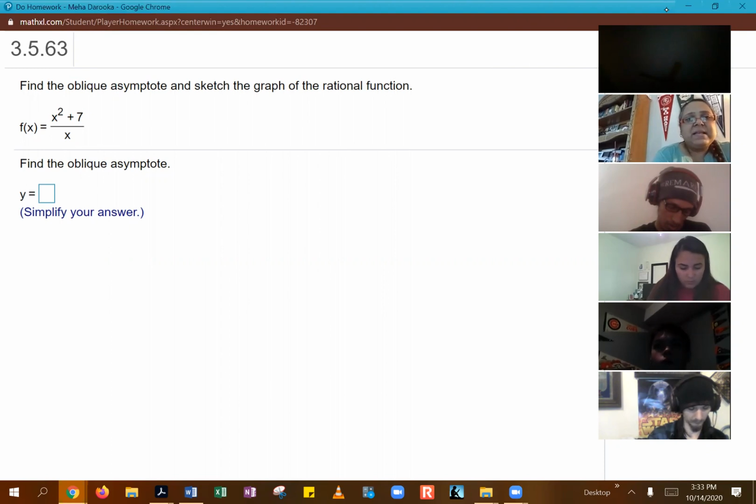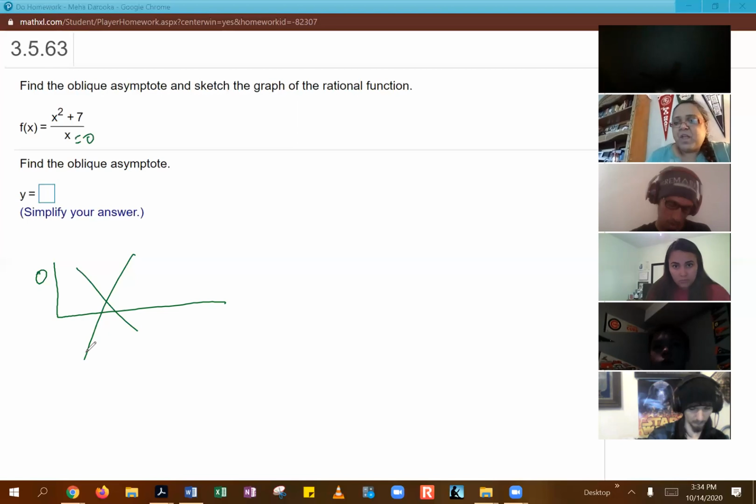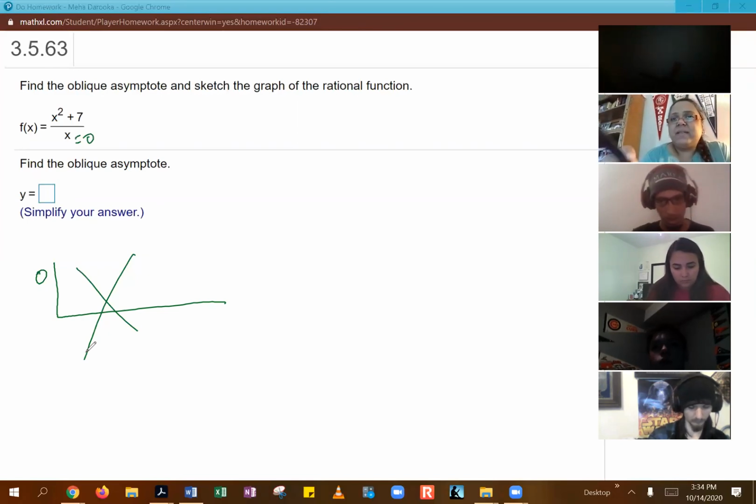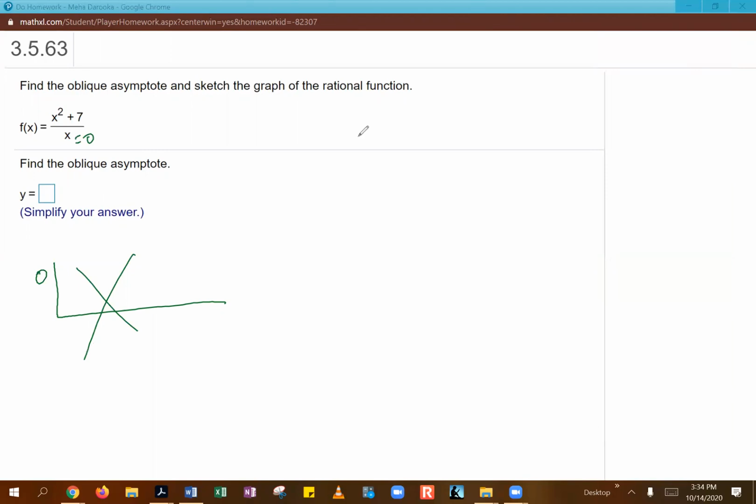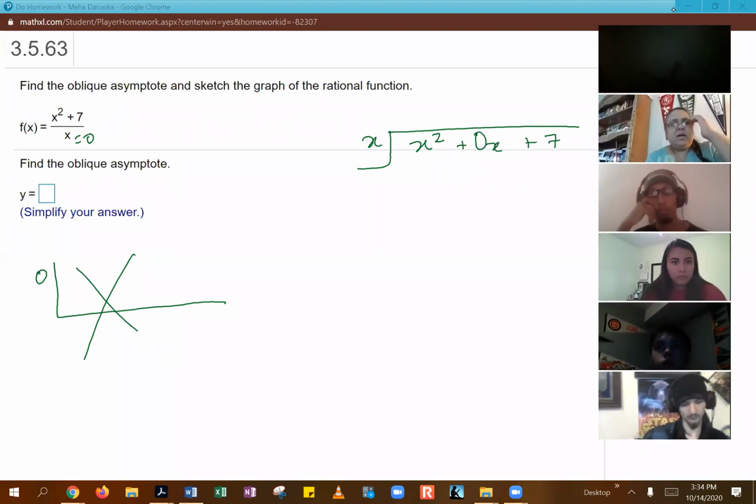So when I set this equal to 0, that means if you were going to use synthetic division, you would have to divide by 0. And that's the reason why, for this example, I do not recommend using synthetic division. This is actually not that hard to solve by using long division. You are dividing by x. We have x squared plus 7. Since we're missing that middle term, you can put 0x for that missing term over here.